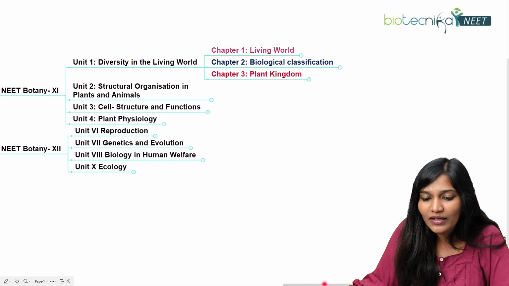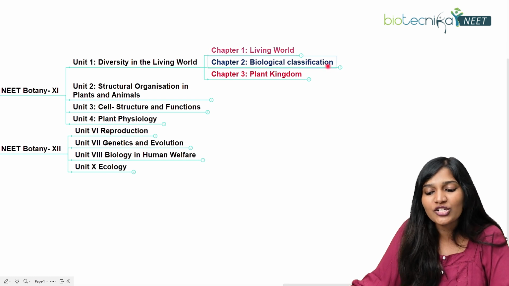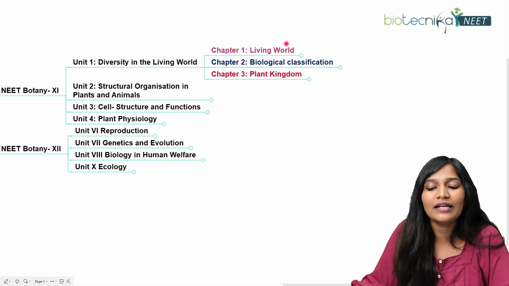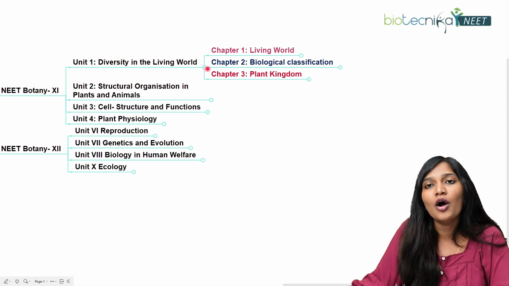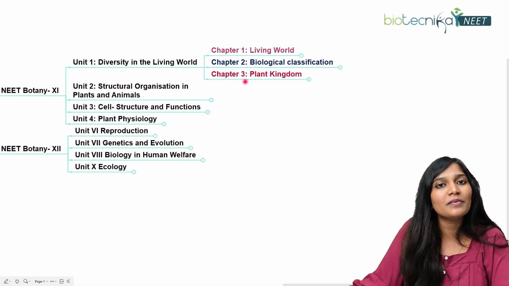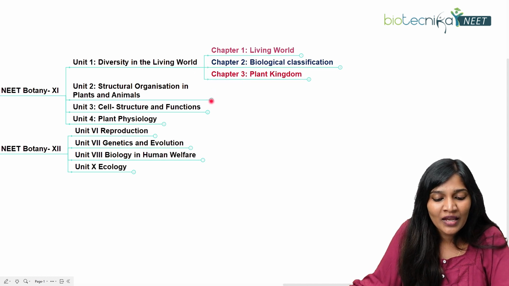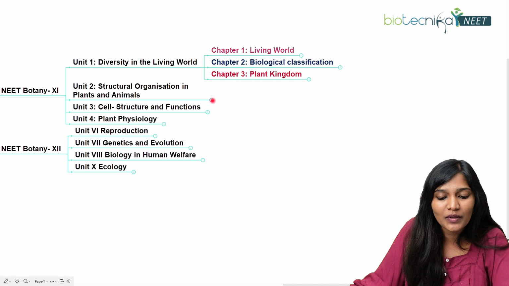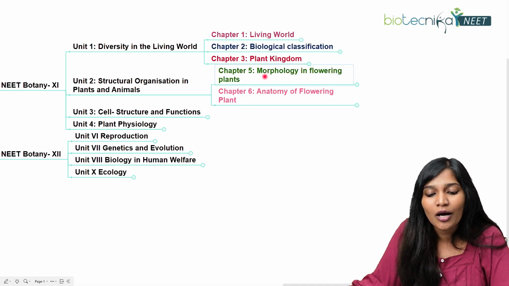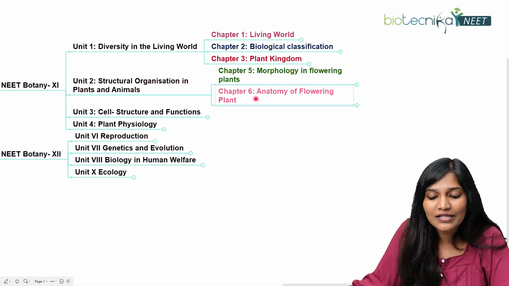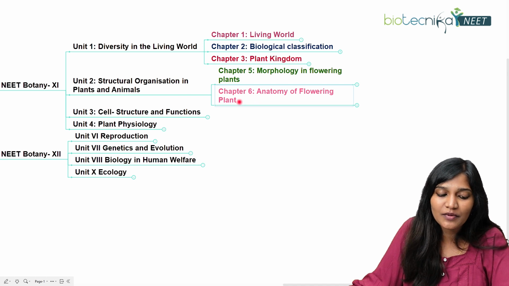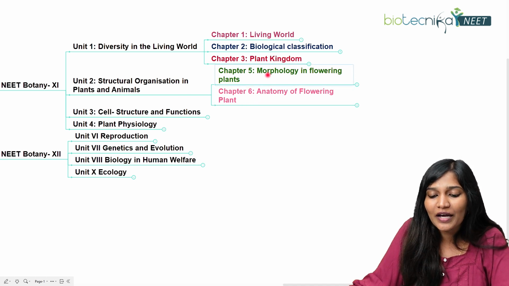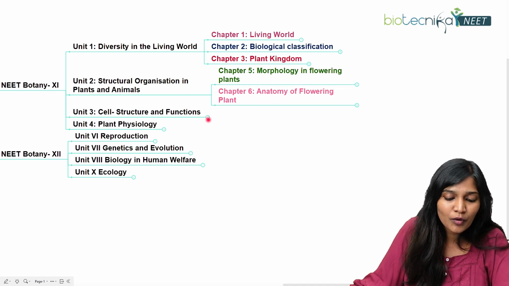Chapter 1, Living World, is botany only, and biological classification and then plant kingdom, all these things will come under botany. Chapter 4, which is animal kingdom, will come under zoology. And the second unit is structural organization in plants and animals. Here we will not take up the animal part, we will talk only about the plant part, which is morphology in flowering plants and anatomy of flowering plants. We are not talking about the 7th unit. So the 5th and 6th units will come under botany.